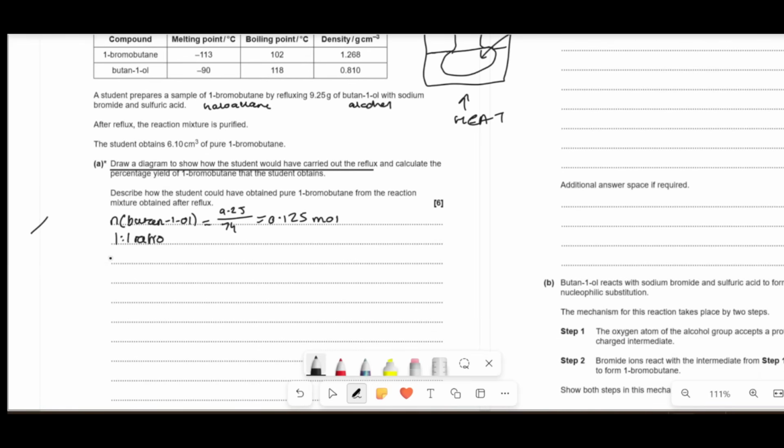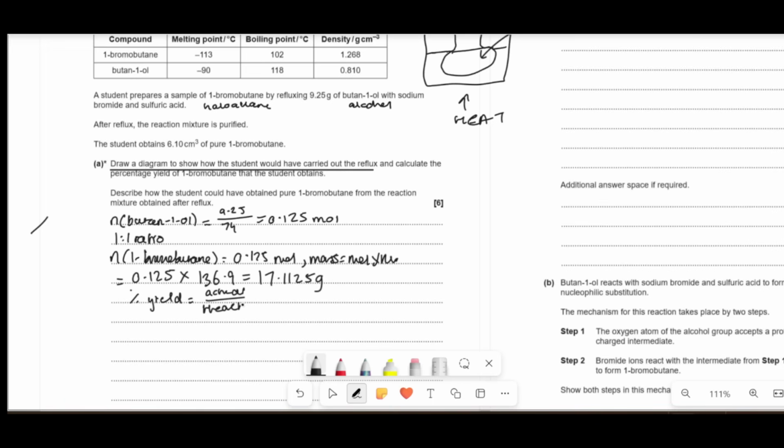So that means that your moles of 1-bromobutane is also going to be 0.125 moles. So its mass is going to equal moles times its Mr, which is 0.125 times the Mr of the bromobutane, which is 136.9. If we do that, we get 17.1125 grams. Now, the percentage yield equals your actual over what you should theoretically get, times 100.